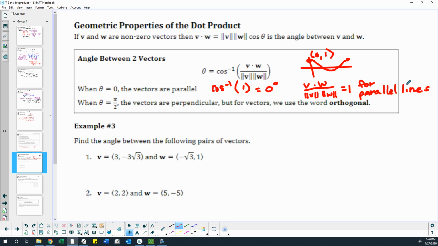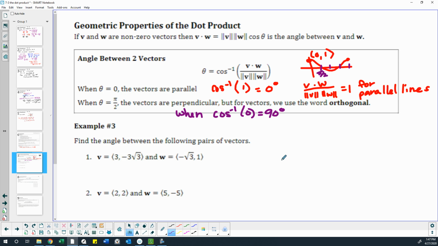Okay, when the angle is pi over 2 or 90 degrees, the vectors are perpendicular. But instead of using the word perpendicular, we use the word orthogonal. It's just the vocabulary that they like to use for vectors. So this would be pi halves right here. So what would this equal to give us orthogonal vectors? This time it would be when it equals 0, right?